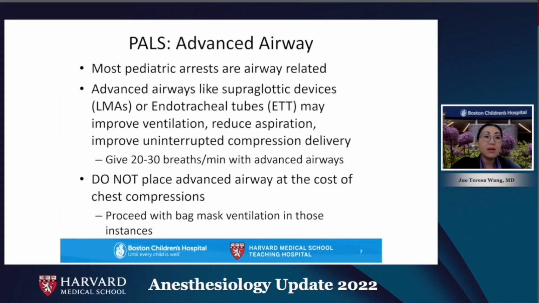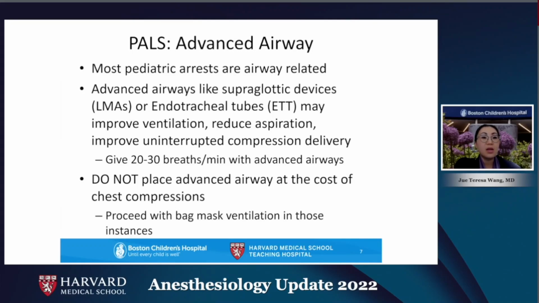That isn't to say that checking for airway and supporting breathing is not important, but merely not to delay compressions for excessively long periods of time in order to check for breathing. In all cardiac arrests, whether in children or adults, establishing an airway and placement of an advanced airway is still instrumental to successful resuscitation outcomes. Advanced airways like supraglottic devices, such as laryngeal mask airways or LMAs for short, or endotracheal tubes or ET tubes, may help improve ventilation, reduce aspiration, and improve uninterrupted compression delivery.